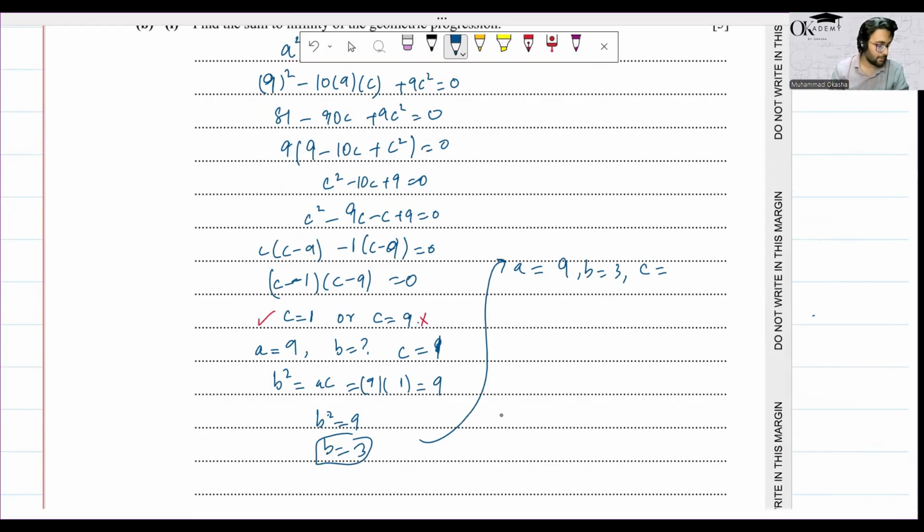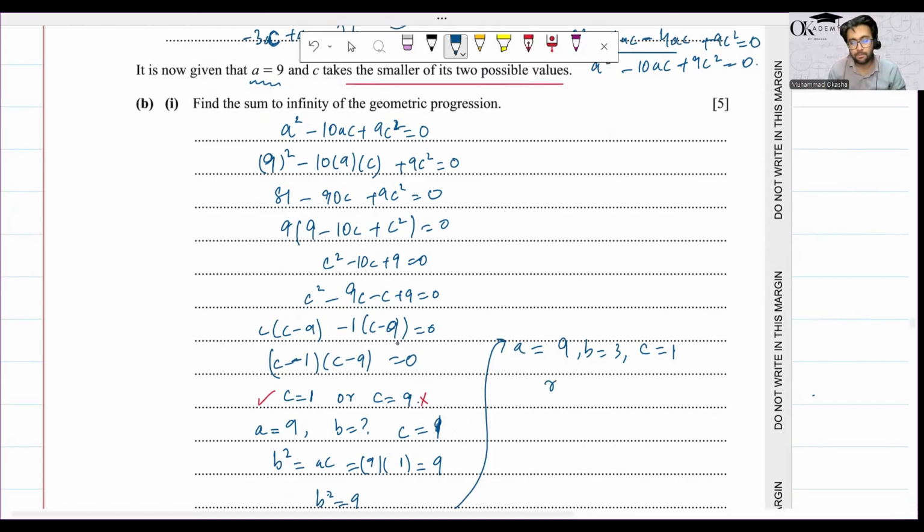We know c, which is the smaller of its values, which is 1, right? We need to find out the sum to infinity. Let's work out r, because here's what the GP looks like. GP is a, b, c, which is essentially 9, 3, 1. What pattern do you notice? Let's work out the r. Next divided by previous, which is 1 over 3. That's the value of r, the common ratio of the geometric progression.